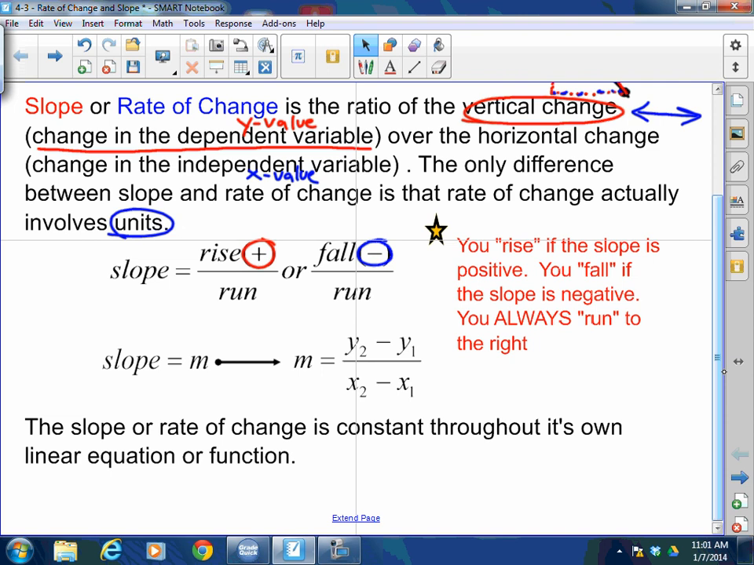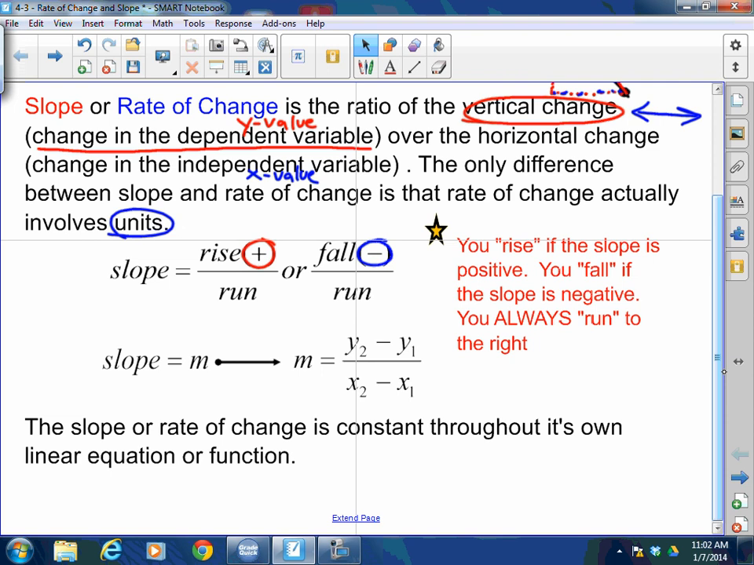So again, slope is a rise over run. If the slope is positive, you are going to rise. If the slope is negative, you are going to fall. However, you always run to the right. I'm going to explain that now with some examples.